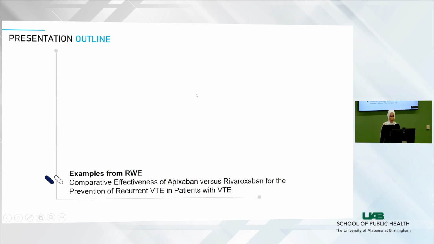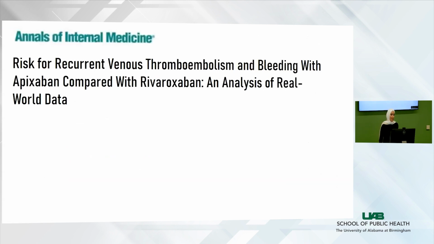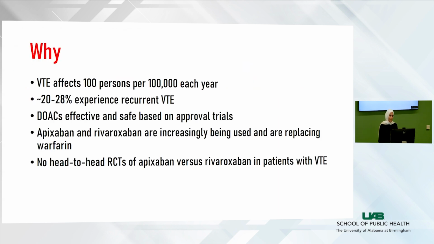So now what we just covered real world data briefly. So we'll move to the study that we will focus our presentation today on. We'll talk about the risk of recurrent VTE and bleeding with apixaban versus rivaroxaban. All data, information, ICD-10 codes are published in the appendix in our study in Annals of Internal Medicine if you need more data. So we'll start briefly by covering what was the motivation behind the study.